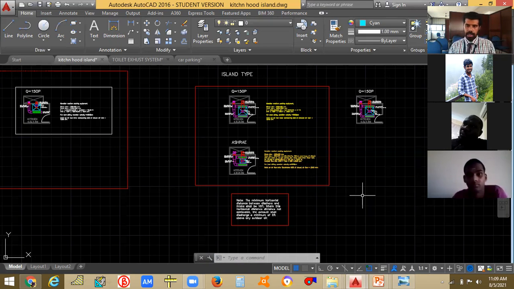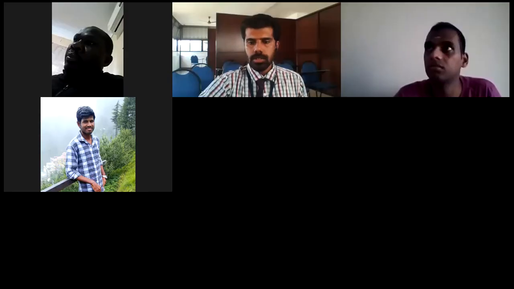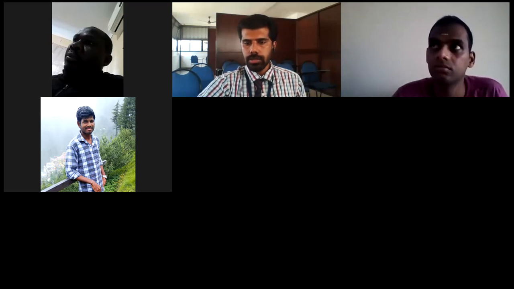Then you use the formula and find the CFM. When you find the CFM, you can find the duct size. So that's it, it's finished. Now, kitchen hood ventilation is over. Now we can deal with toilet ventilation.